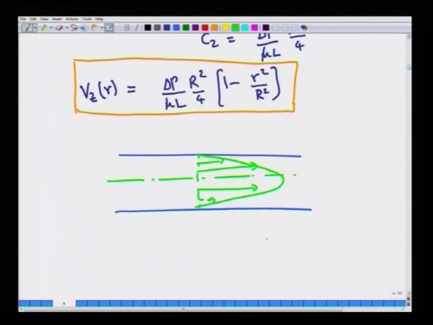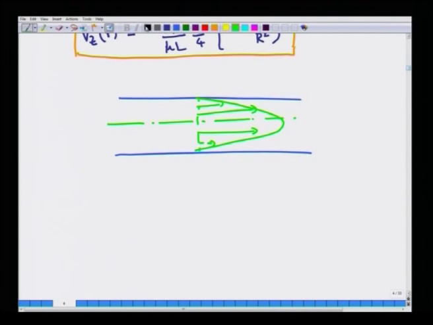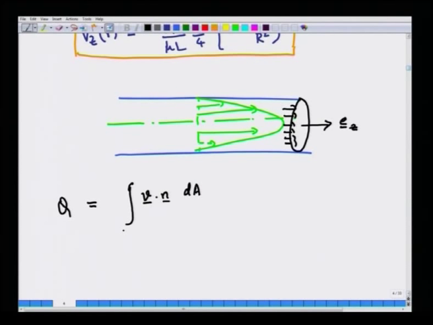Now, we can do the same exercise, that is, calculate the volumetric flow rate and so on. We can do that in the following manner. To calculate the volumetric flow rate across the pipe, all you have to do is calculate the velocity vector dotted with n, where the flow direction is e_z. So you want to calculate the volumetric flow rate on a surface whose unit normal is e_z. You take the velocity vector dotted with n, integrated over the cross section of the pipe, which is a circle, integral over the cross-sectional area of the pipe.